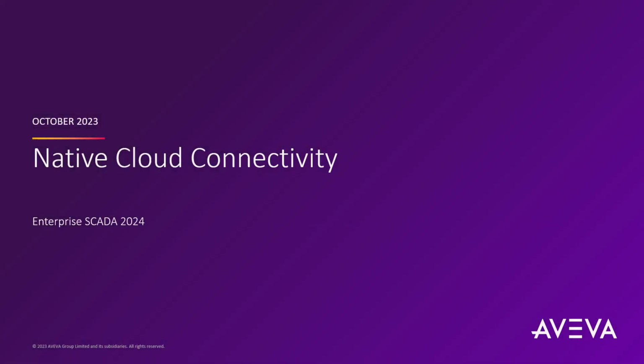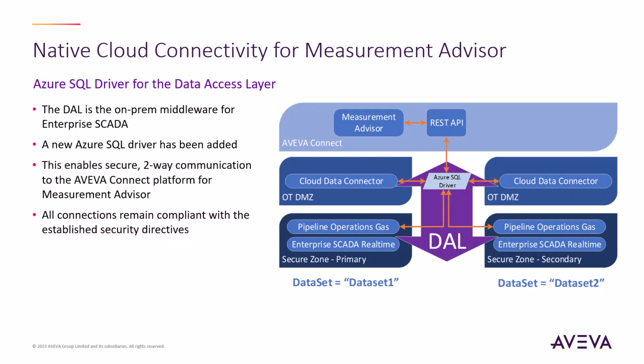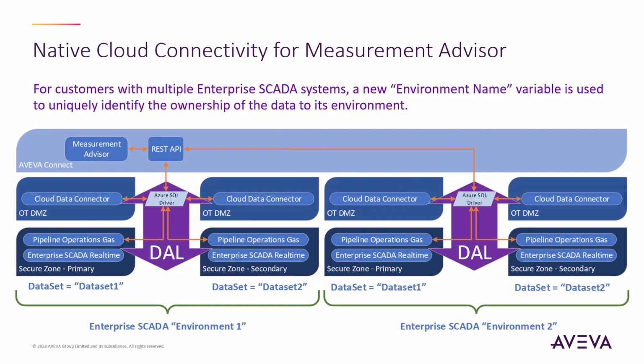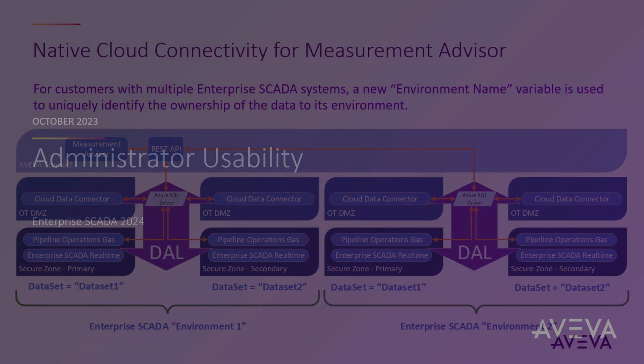Thanks, Vitaly. As mentioned, this is the first release with native cloud connectivity, and this release will focus on support for the Measurement Advisor in the Cloud. This involves a new Azure SQL driver for our data access middleware, which will allow secure two-way communications to the cloud while respecting all of the established security principles. For customers with multiple Enterprise SCADA systems, a new environment name variable has been introduced to allow them to send data to a single Measurement Advisor cloud instance.